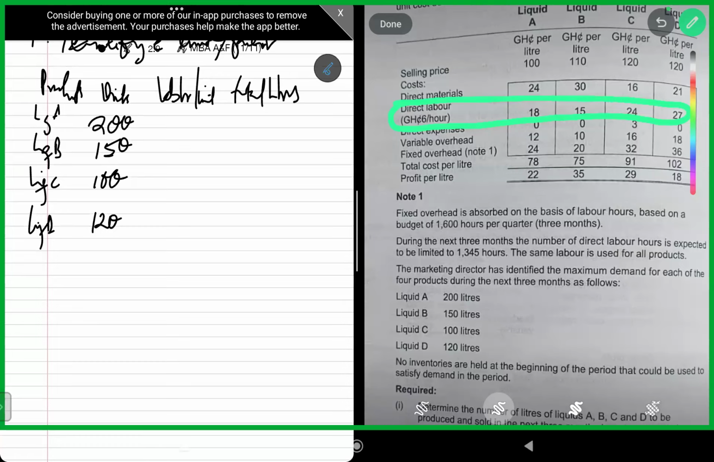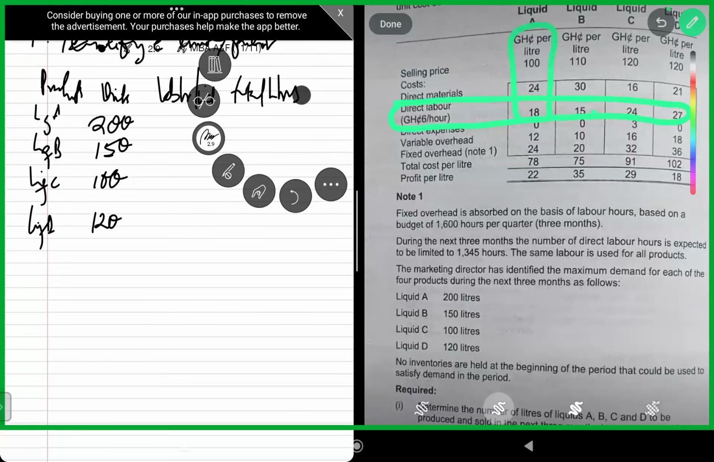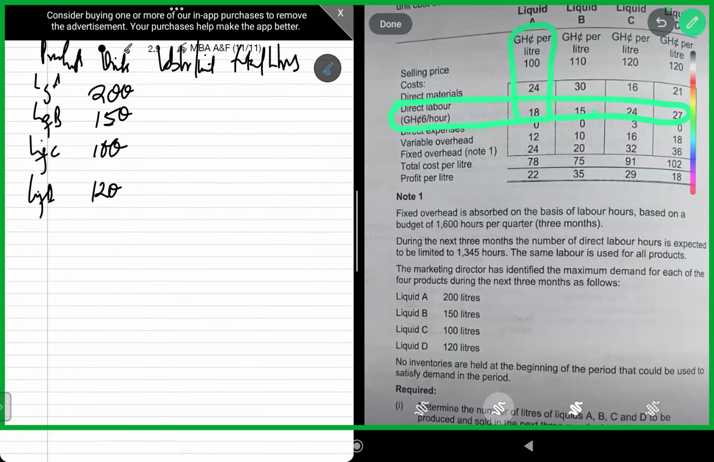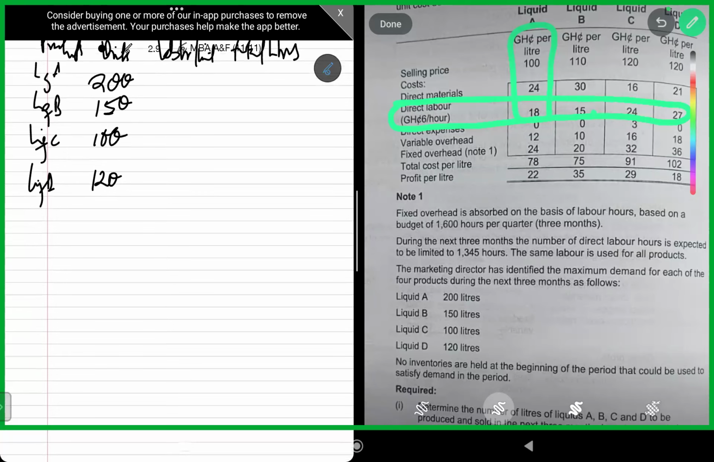So for us to find the hours, as I said, what's in the question are monetary values. How do we know? You could see Ghana cedis at the top. So it means those figures are all in cedis: the 18, 15, 24, 27 are all in cedis. So we need to find the labor hours required for liquid A. So I'll come down and say workings. I'll say workings here.